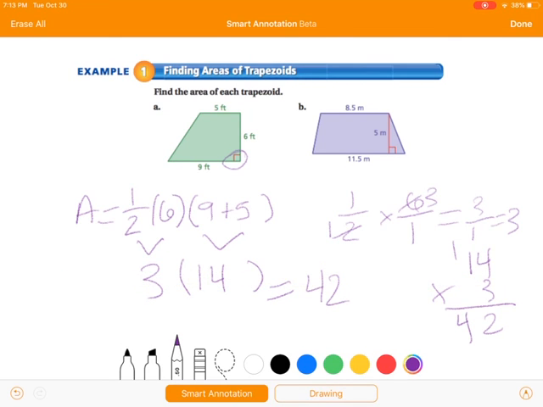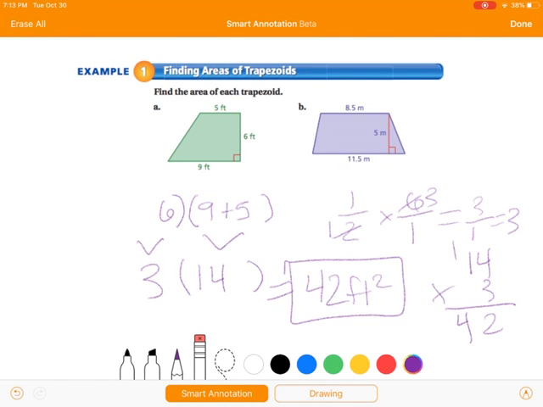But I'm not done. I want to keep those units. Our units were in feet, so we have 42 feet squared. So we're left with 42 feet squared. All right, so I'm going to clear this off so we can try our next example here.